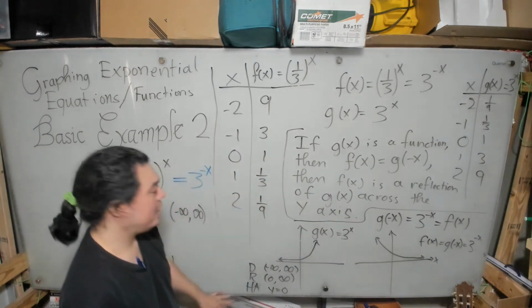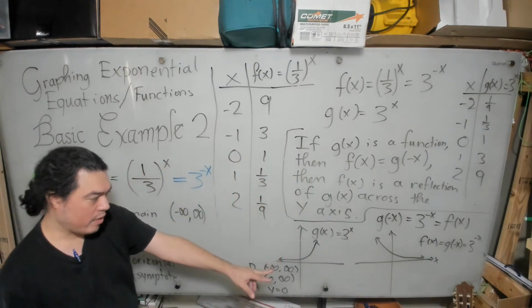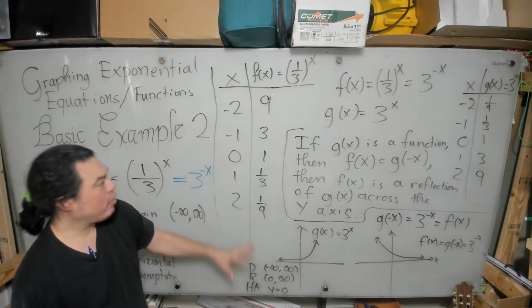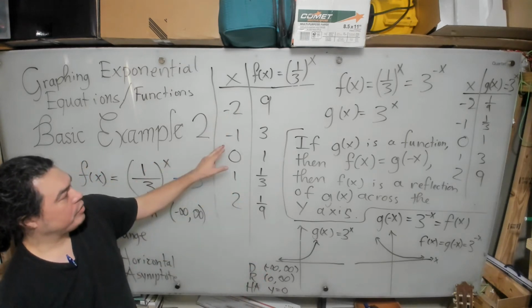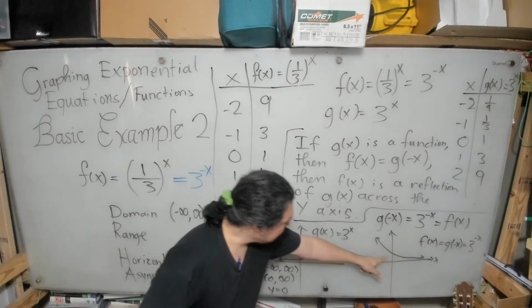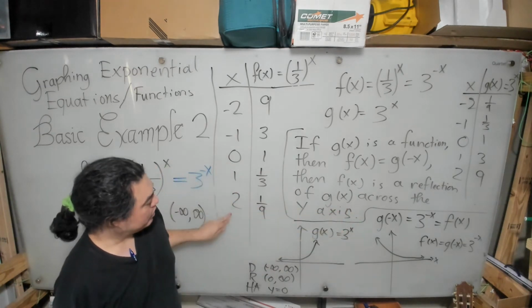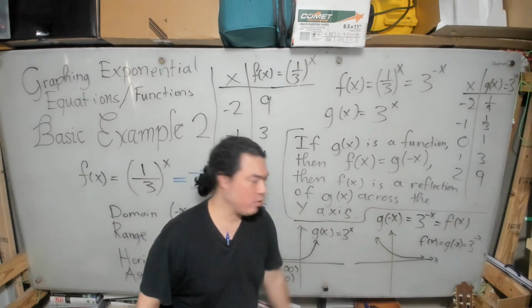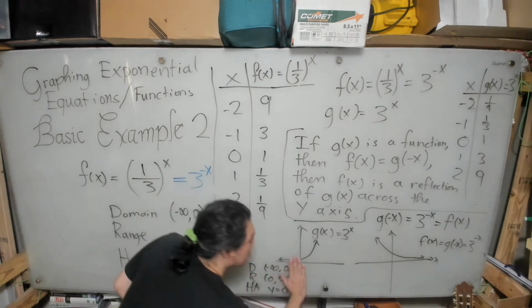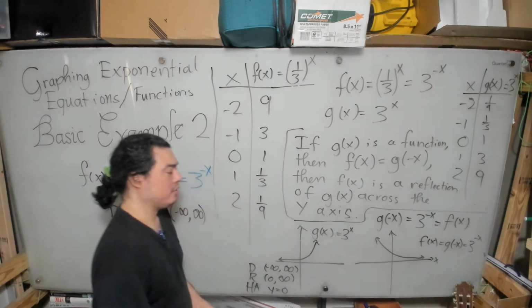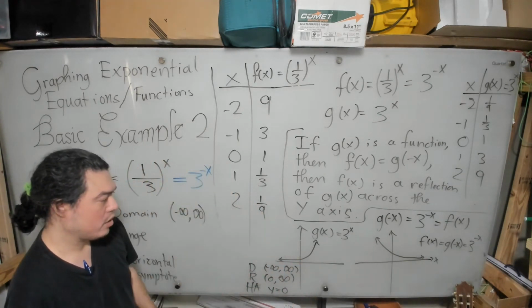Now, we can see that this graph on the right-hand side bears out the pattern we see here. As we go increasingly negative, the graph is increasing like this. As we go increasingly positive, the graph is asymptoting to 0. And that makes perfect sense because it's the reflection across the y-axis of the original function g of x.